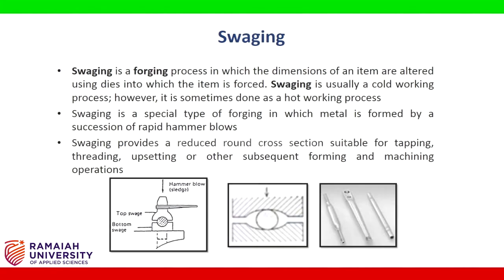Swaging. Swaging is a forging process in which the dimensions of an item are altered using dies into which the item is forced. Swaging is usually a cold working process. However, it is sometimes done as a hot working process. Swaging is a special type of forging in which metal is formed by a succession of rapid hammer blows. Swaging provides a reduced round cross-section suitable for tapping, threading, upsetting or other subsequent forming and machining operations.